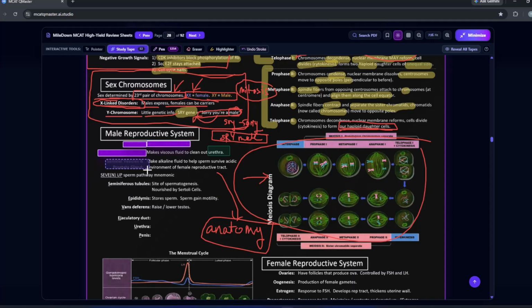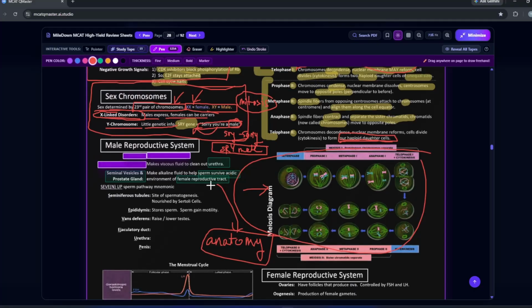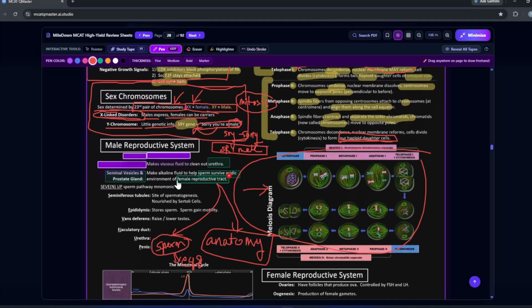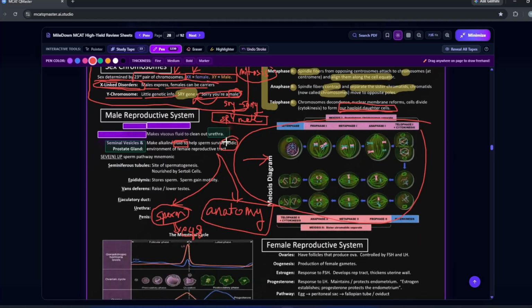Seminal vesicles and prostate glands make alkaline fluid to help sperm survive the acidic environment of the female reproductive tract. So you should also know by now that part of reproduction is that somehow the sperm needs to enter the female body and interact with the egg, right? So in that environment where the sperm is inside of the female reproductive tract, it's going to be acidic. So for the sperm to survive that acidic environment, there needs to be some type of fluid that helps it. And if you don't know what this means, you should probably review a little bit of chemistry to understand a little bit about acidity. But you don't really need to if you understand the basics of pH.